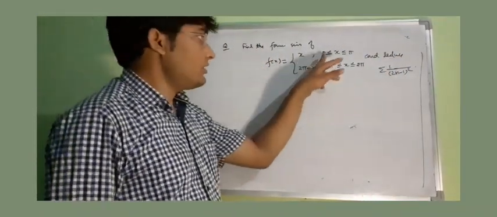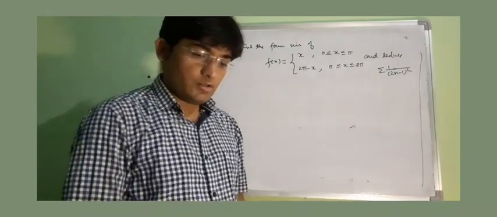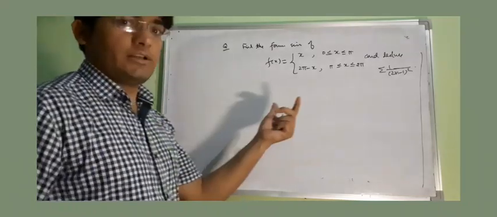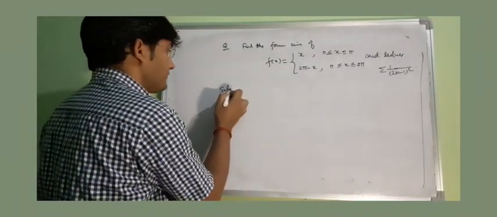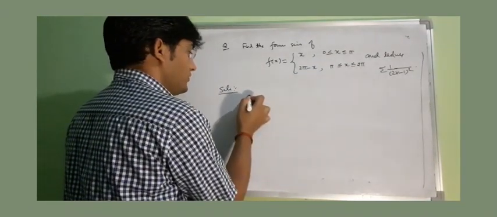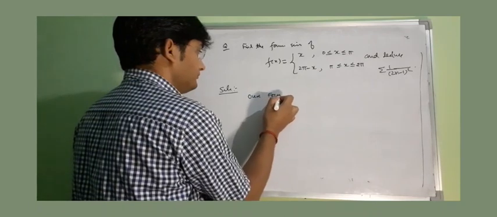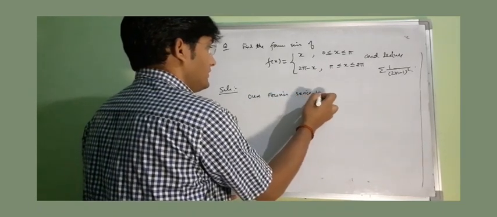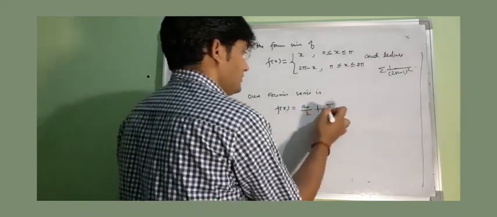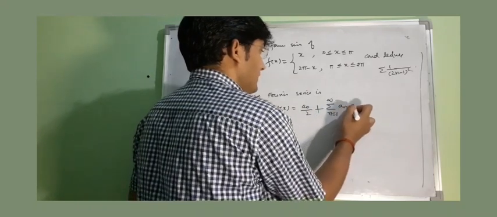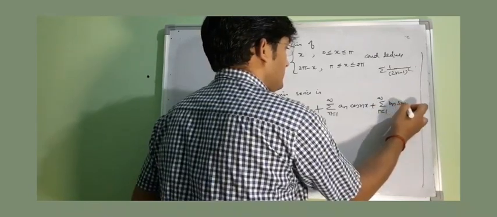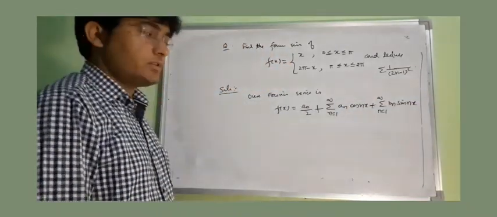So here you can see that our interval has the length 2 pi. So we can say that it is a periodic function of period 2 pi. You can also check it with the help of the graph. As the interval is from 0 to 2 pi, our Fourier series is f(x) equal to a0 upon 2 plus summation n equal to 1 to infinity an cos nx plus summation n equal to 1 to infinity bn sin nx. So this is our Fourier series.